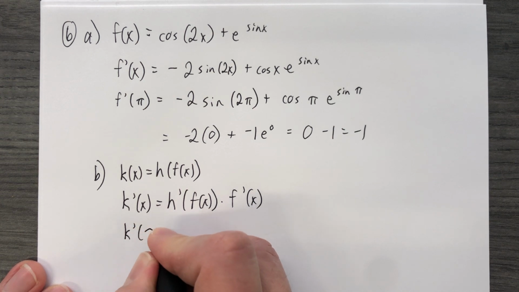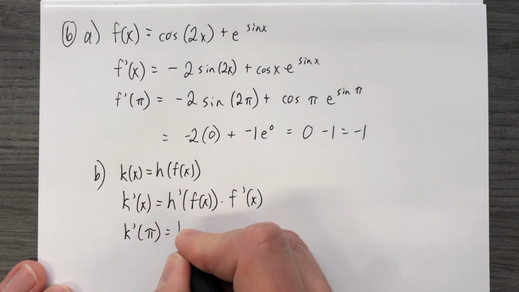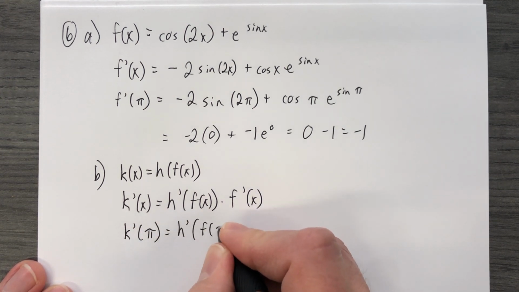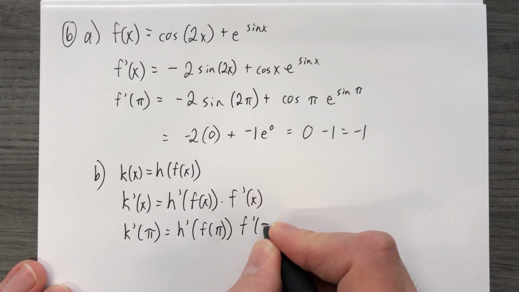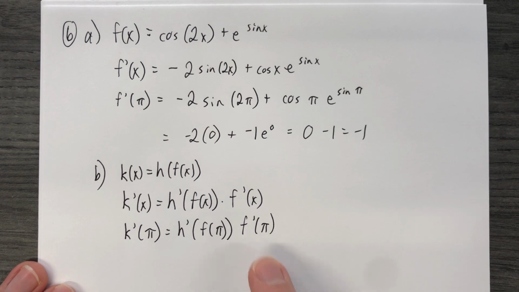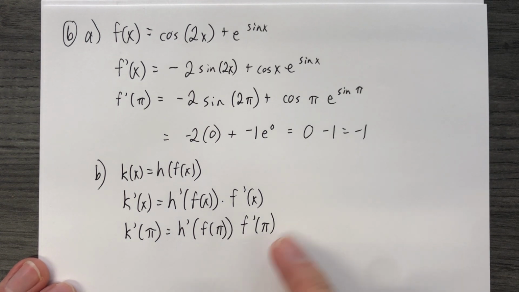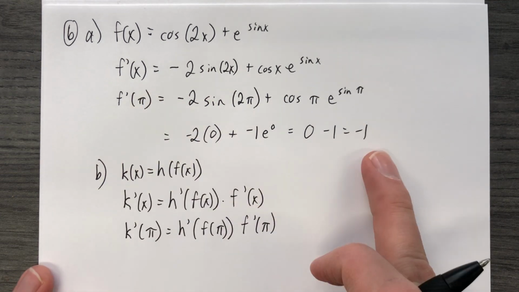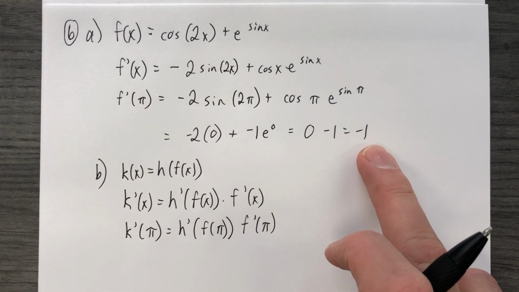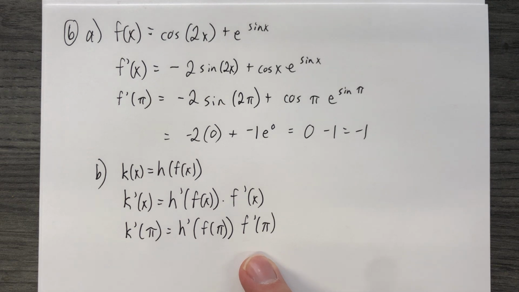So k prime of pi equals h prime of f of pi times f prime of pi. Okay, well, lucky us, we know what f prime of pi is, right? So we already know that this is negative 1. We found it in part A. The way people generally grade, if you would have missed part A, but would have used that answer in part B and proceeded correctly with your wrong answer, you'd get some credit.